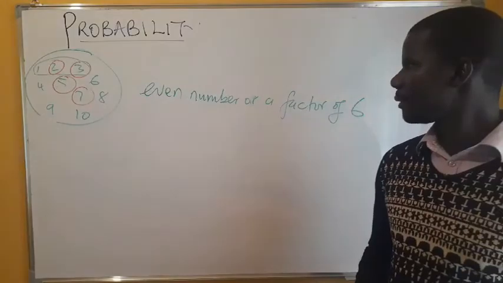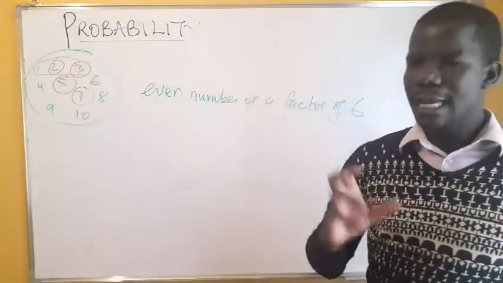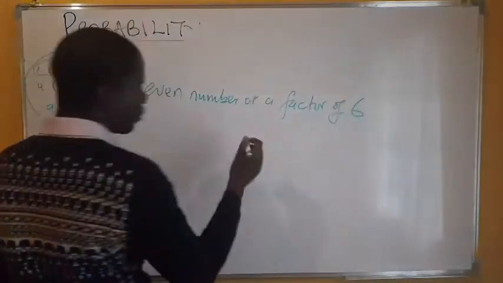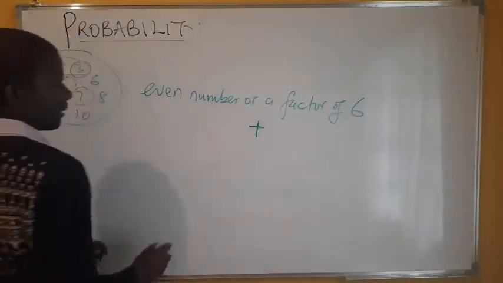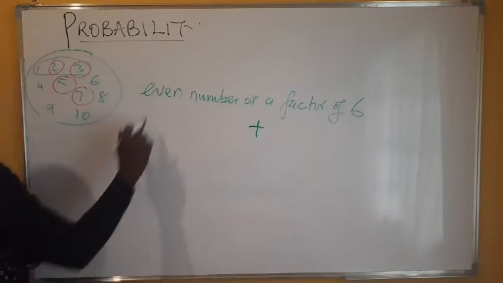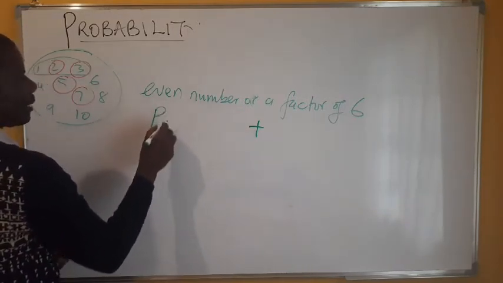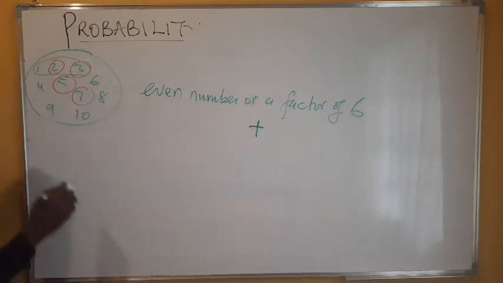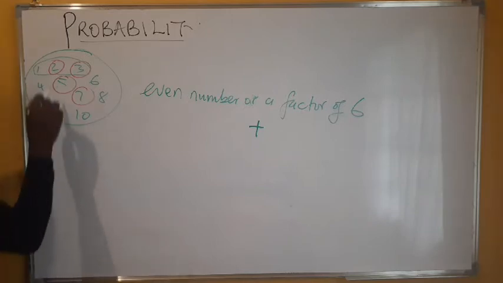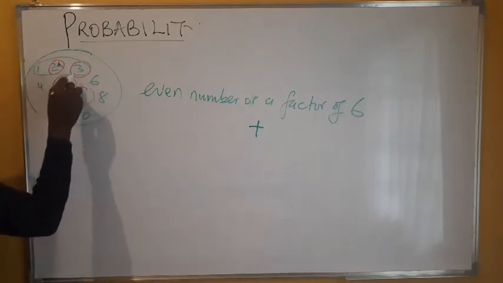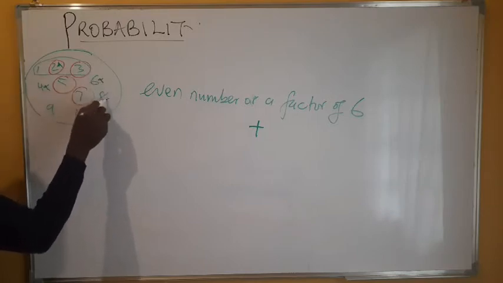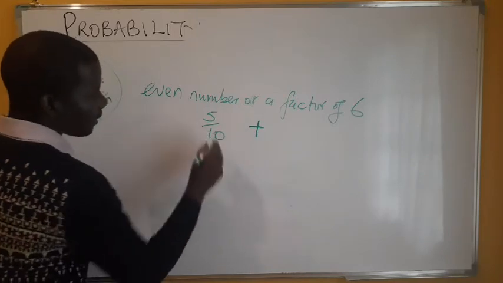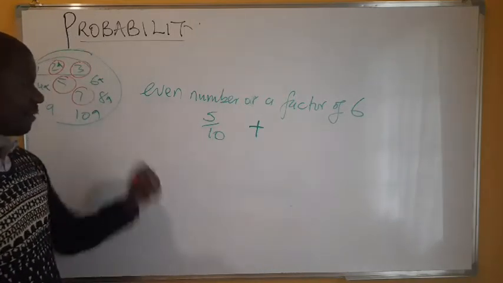This is what I was talking about. We're going to pick one number, an even number or a factor of 6. But then this "or", it's important to note that we are talking about plus in probability. So we need to examine the probability of this one. How many even numbers do we have here? Even numbers are numbers that are divisible by 2. So we have 1, 2, 3, 4, and 5. So we have 5 over 10. These are even numbers. They are 5.